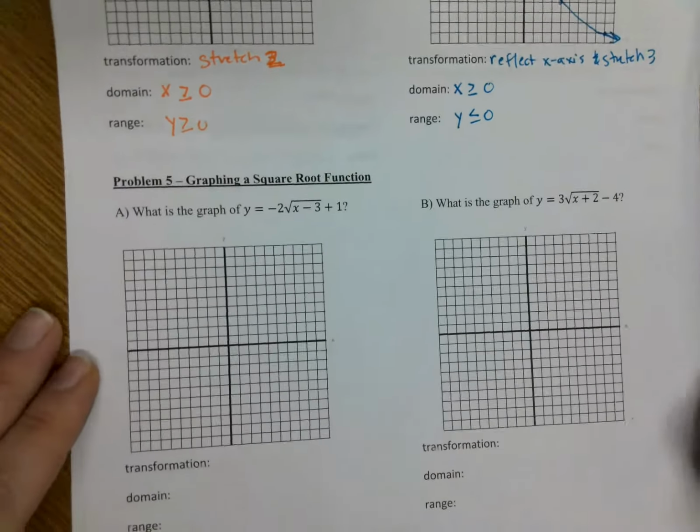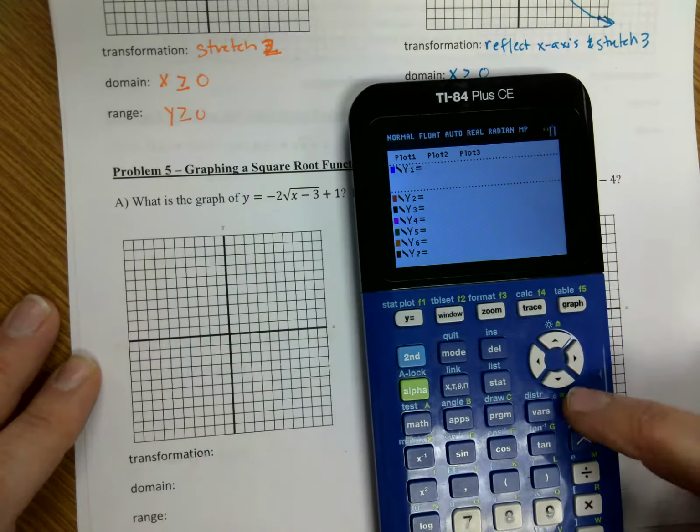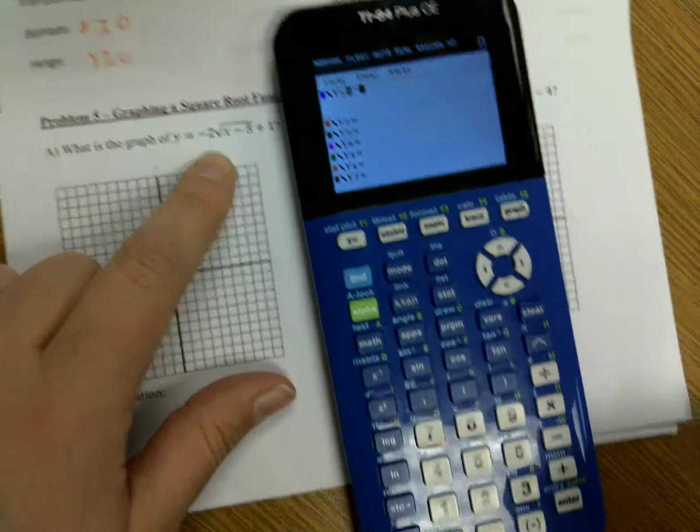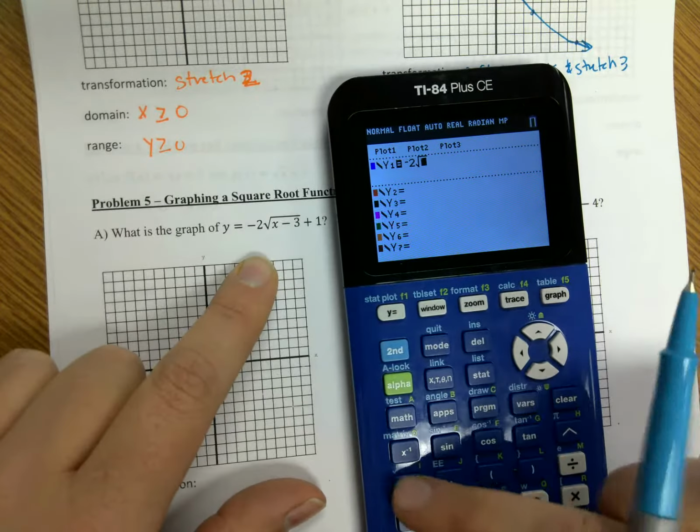Now what if I have a whole bunch of stuff? So first, I plug into my calculator. Y equals, so I'm going to put a negative. So again, this negative key down here. And I have my 2 second square root.